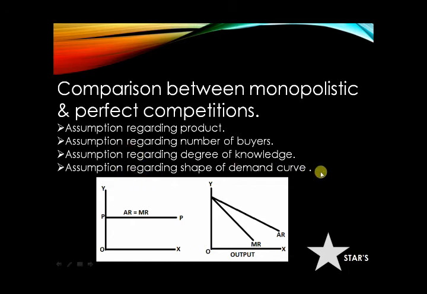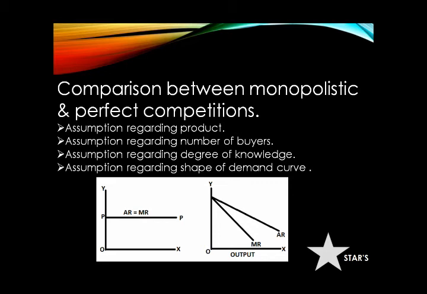Assumption regarding shape of the demand curve. Under perfect competition, due to a large number of firms and homogeneous product, the demand curve is perfectly elastic. As you can see in the figure, it is parallel to the x-axis. Average revenue and marginal revenue are represented by a single curve PP, which is parallel to the x-axis. It is a situation where the price of the product is determined by the industry and each firm has to accept that price. The firm therefore is a price taker.